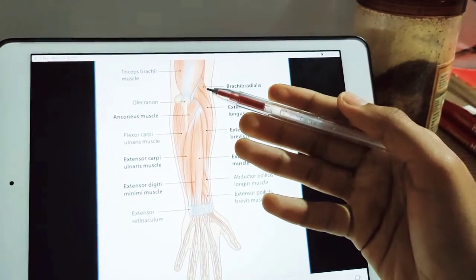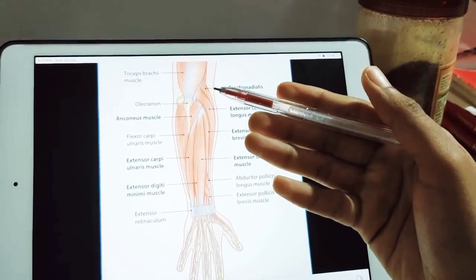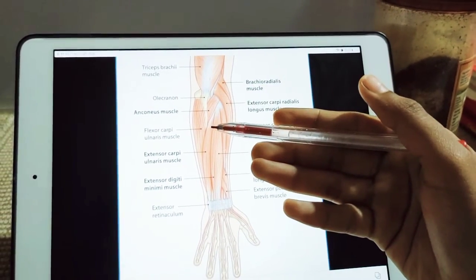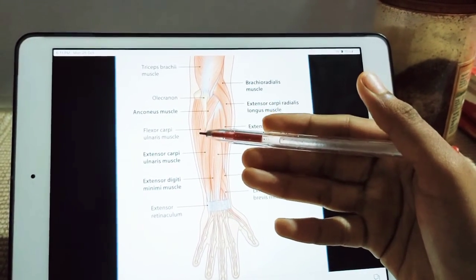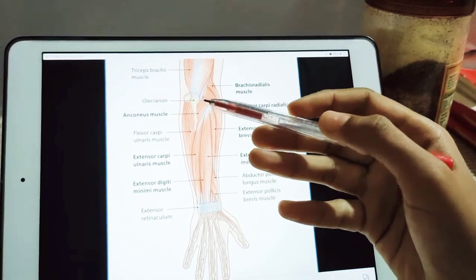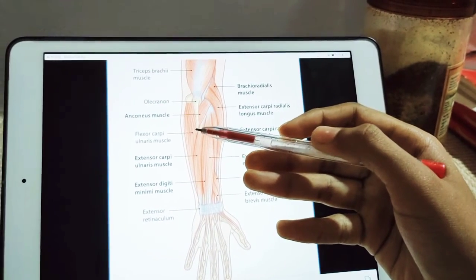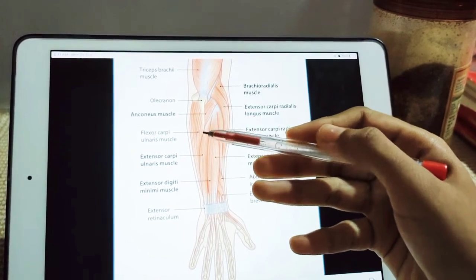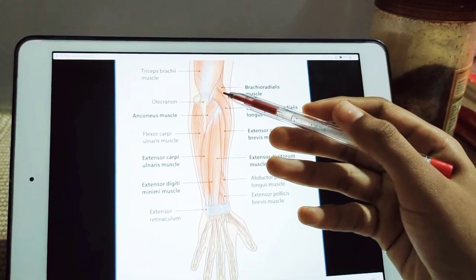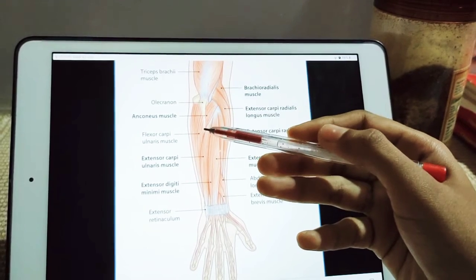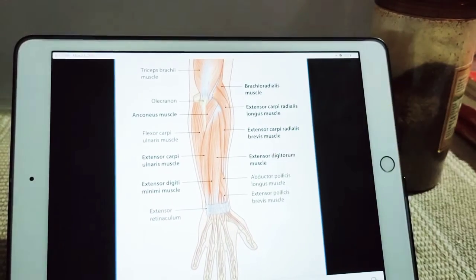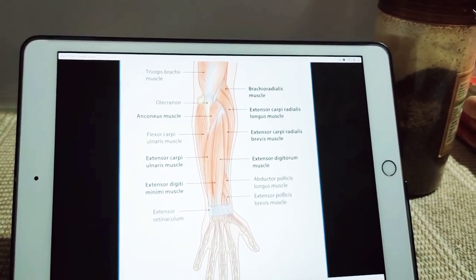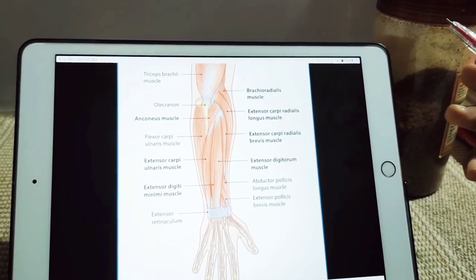So just remember, most of the posterior superficial muscles have a common origin from the lateral epicondyle. Anconeus also has its origin from the lateral epicondyle of the humerus, right? From there it gets inserted into the lateral surface of the olecranon process of the ulna. So from the lateral epicondyle of the humerus to the lateral process of the olecranon process of the ulna, that is the insertion of the anconeus muscle.